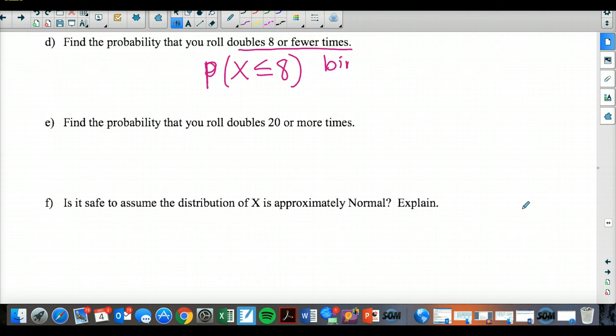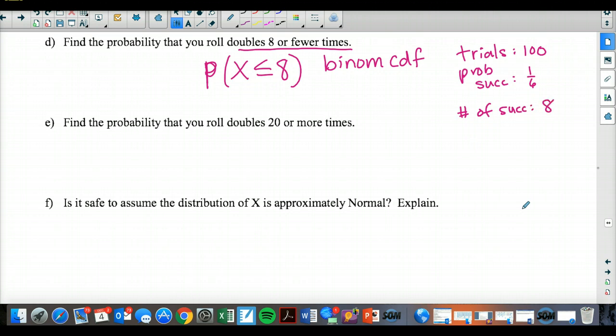So this is a binom CDF. My trials is 100. My prob of success is 1/6. My number of successes is 8, or fewer, of course. So binom CDF, 100 trials, 1/6, and 8. And I get 0.0095.